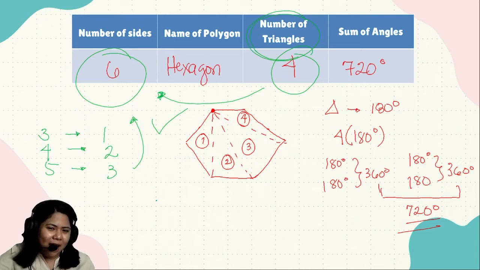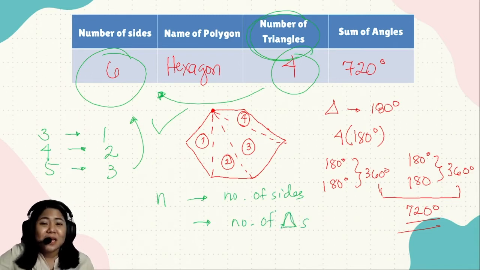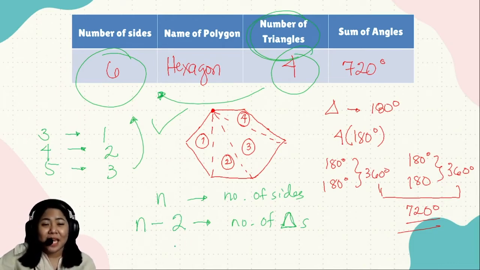So, if I have n as the number of sides, the number of triangles will be represented by how? Remember, it's 2 less than the number of sides. So, it should be n minus 2. Okay? So, the number of sides is n. The number of triangles will always be n minus 2.